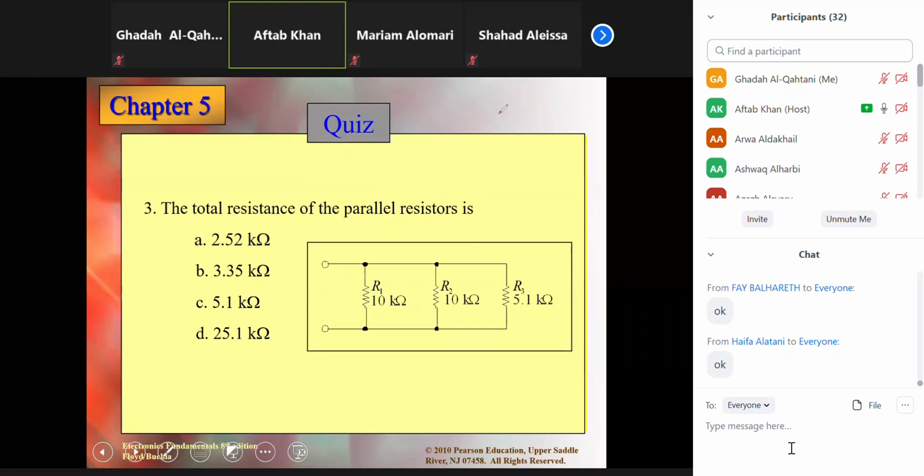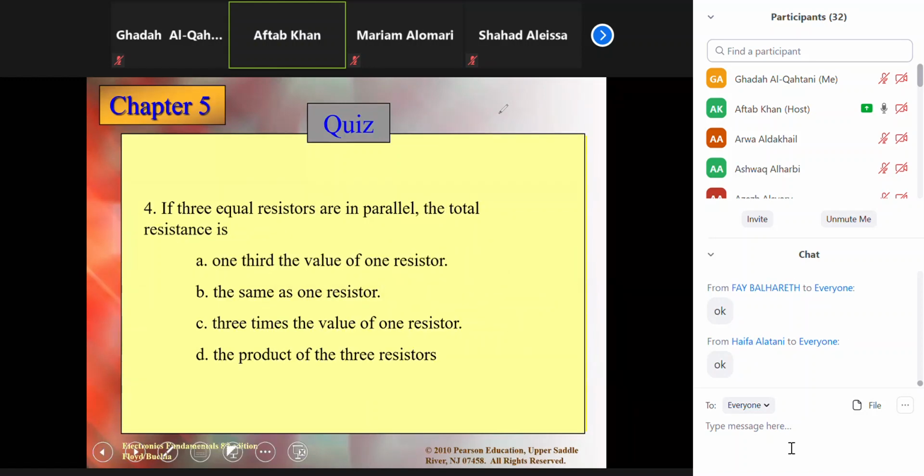So the answer is A. It's so simple. I just explained this one. So one third the value of one resistor. Correct. A.